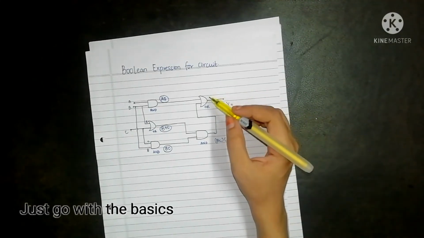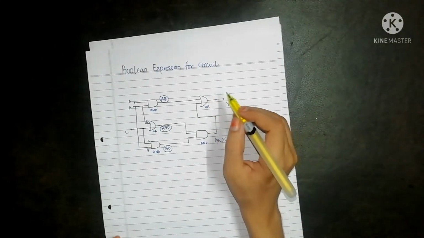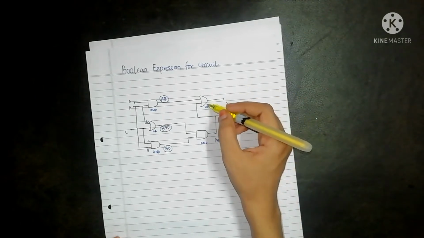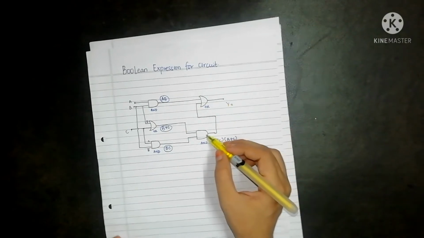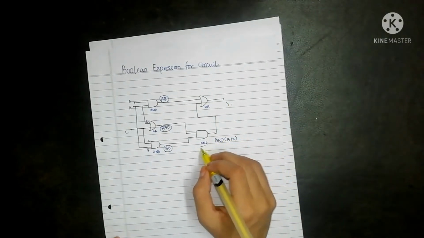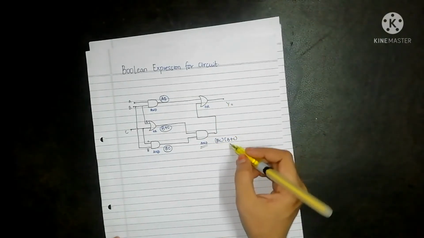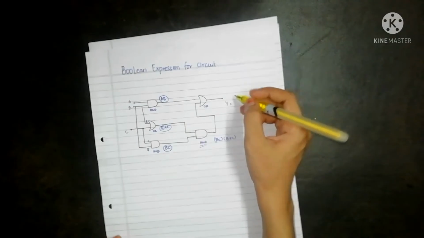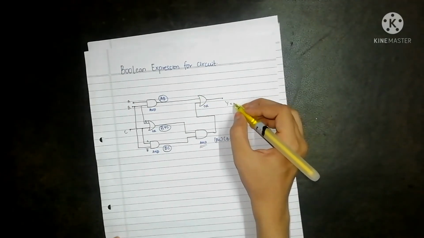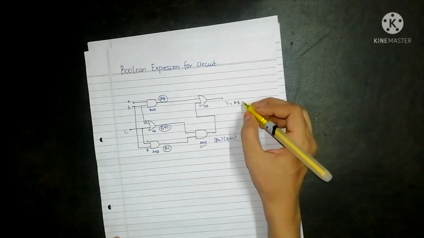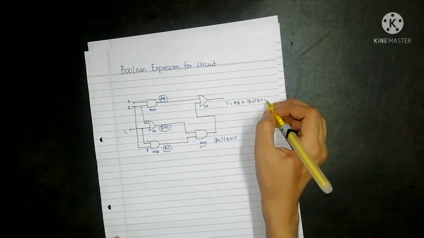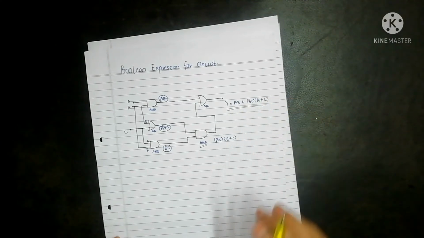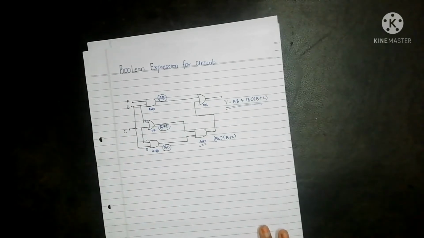Now here I am having the OR gate. The OR gate will give the sum of the inputs, and the input to this OR gate is the output of the AND gate, which is AB, and the next input is the output from this AND gate, which is B into C into B plus C. It's simply going to add up the two inputs and the result obtained is going to be AB plus B into C into B plus C. So in this way we have written the Boolean expression for this circuit.